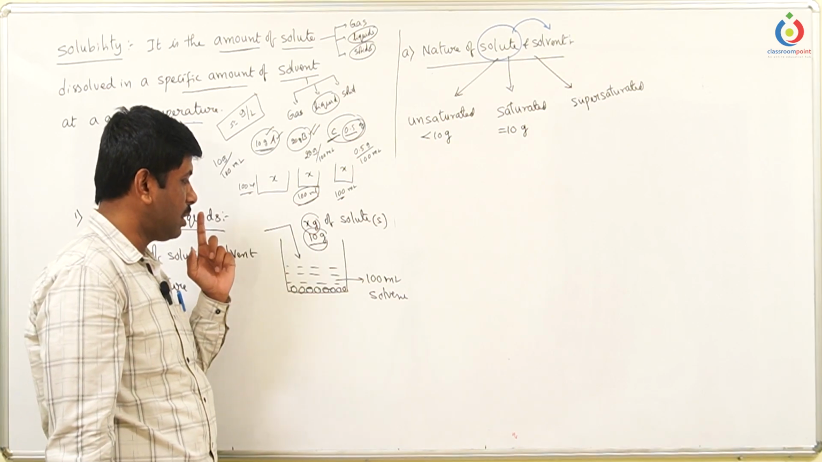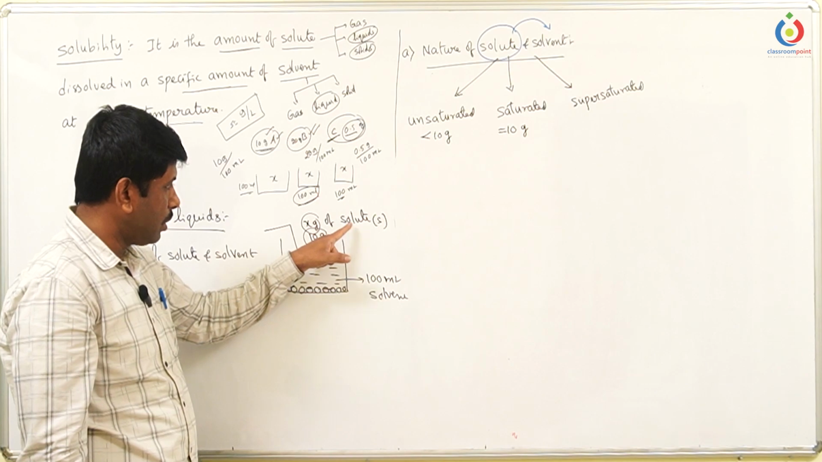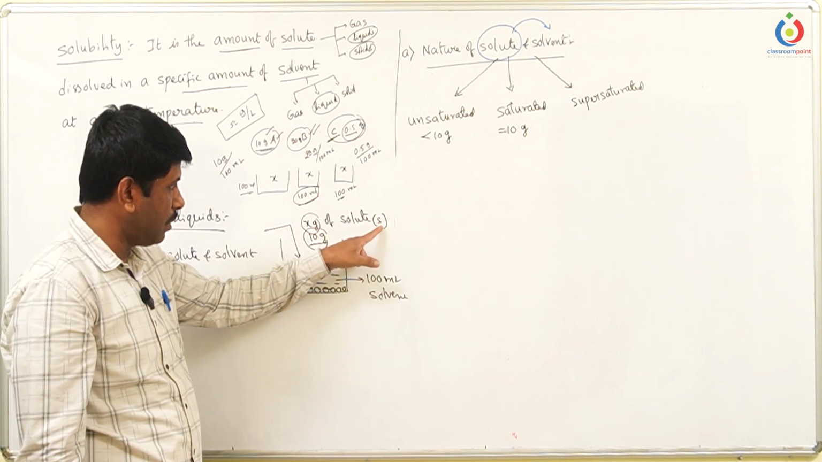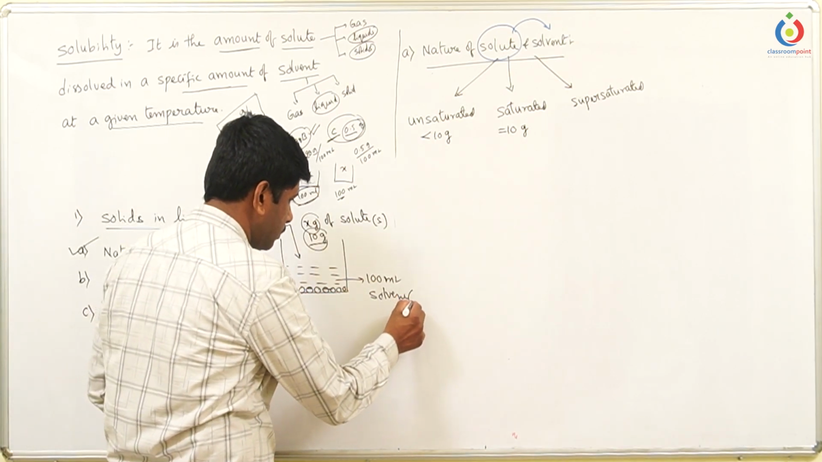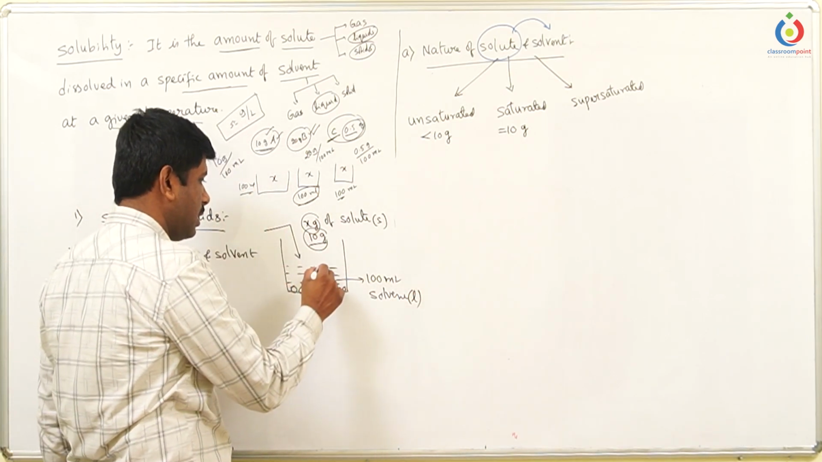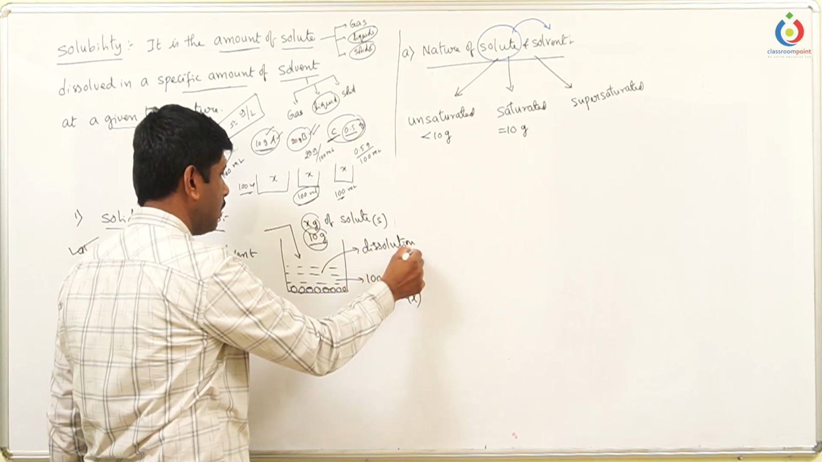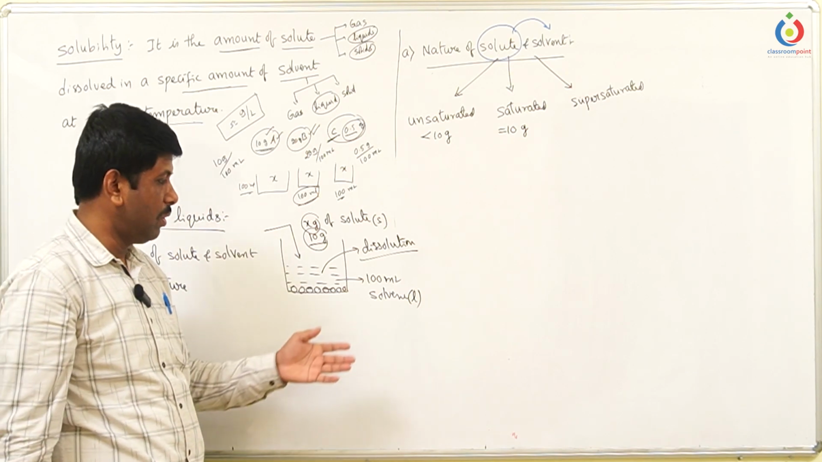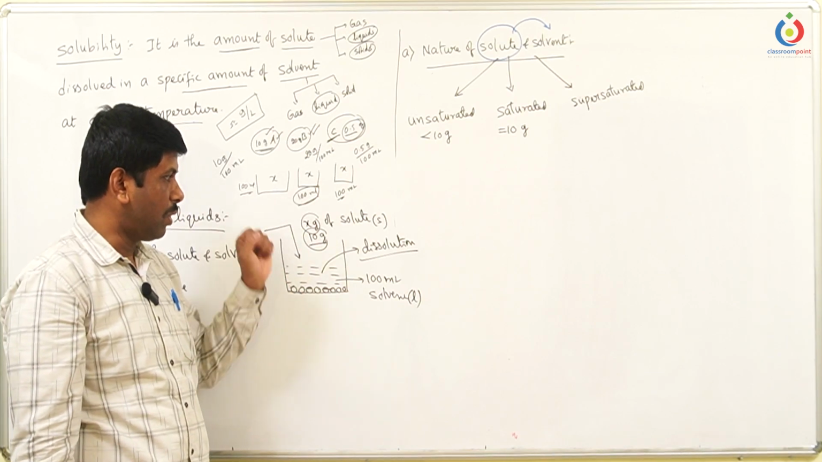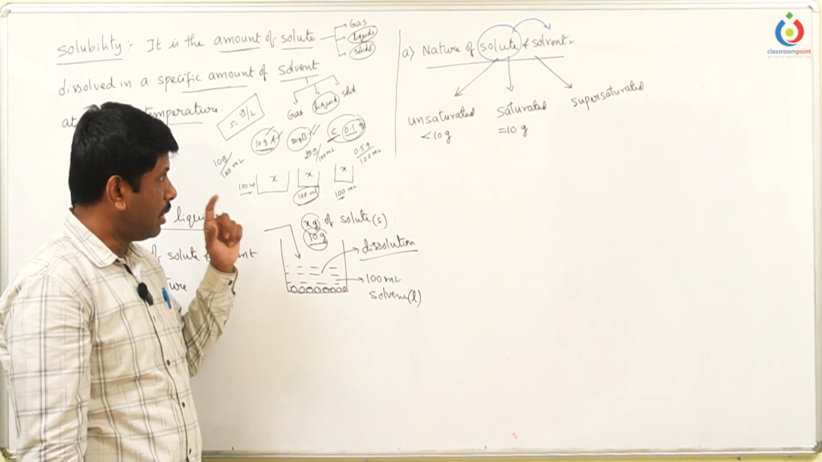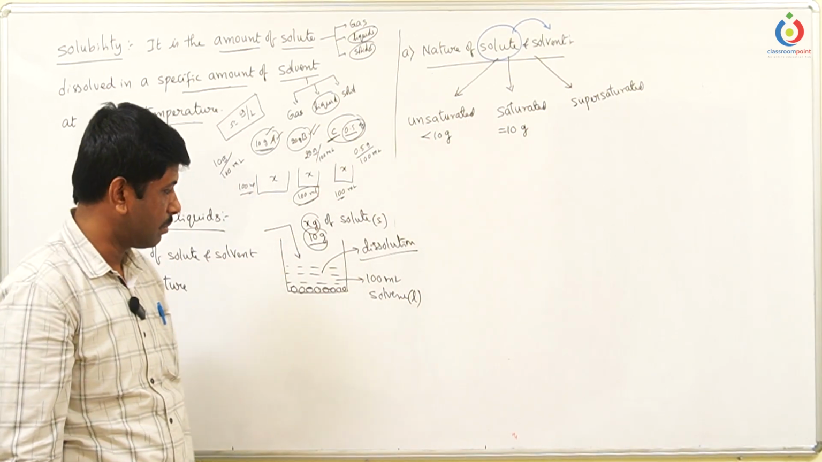In the saturated solution, one important thing happens: during the addition of solute, you are changing the physical state of the solute from solid to liquid. That process is known as dissolution. So we are sending the solid solute into the liquid solvent, and finally both together exist as a liquid only. The process is known as dissolution. So dissolution happens in the unsaturated solution as well as in the saturated solution.